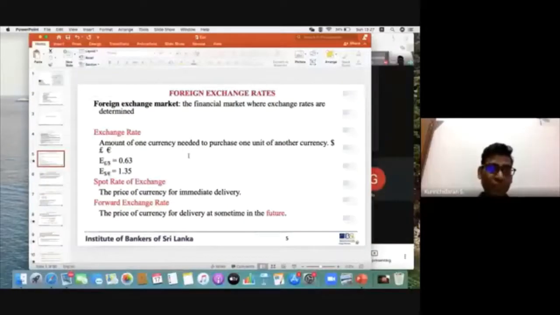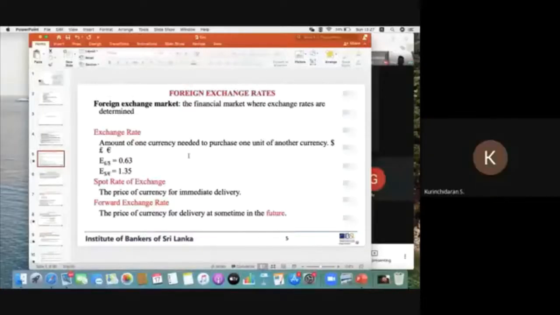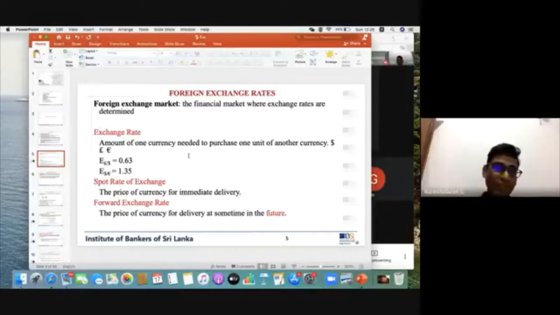Now, first I have mentioned E, that means exchange rate. First, sterling pound. So the sterling pound sign divided by the dollar sign is equal to 0.63. Right? This is the exchange rate, we call it the pound dollar exchange rate.